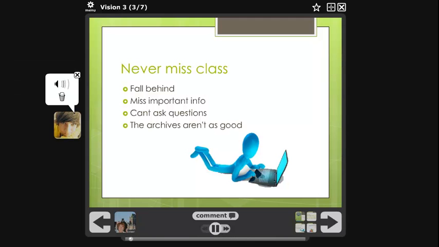So here's the slide for all you Sec 3s watching. This slide's about how you should never miss class. Missing class has so many negatives for you because you can fall behind, and falling behind in math class, it's really hard to catch up. I've seen people take 3 weeks to catch up on missing a few days.